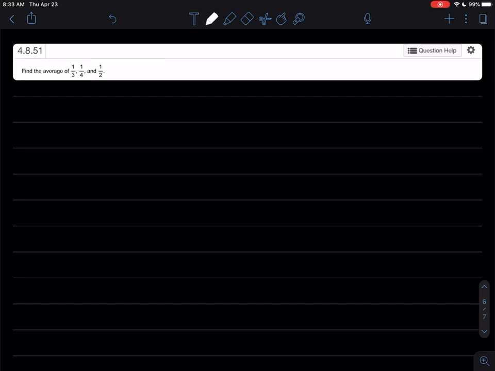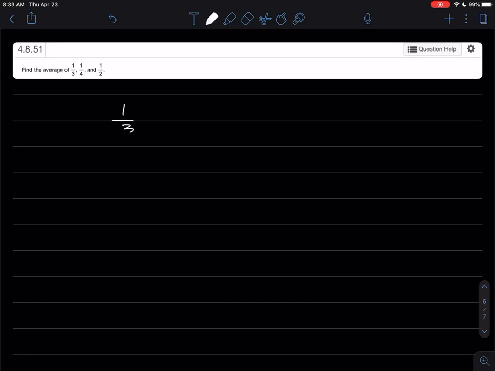Here we're finding the average of 1/3, 1/4, and 1/2. So as you recall, to find that average, you add your numbers together and you divide by how many numbers we have. So we have 3 numbers here. So we will take 1 over 3. We're going to add 1 over 4. We'll add 1 over 2. And because we had 3 numbers, we will divide by 3.